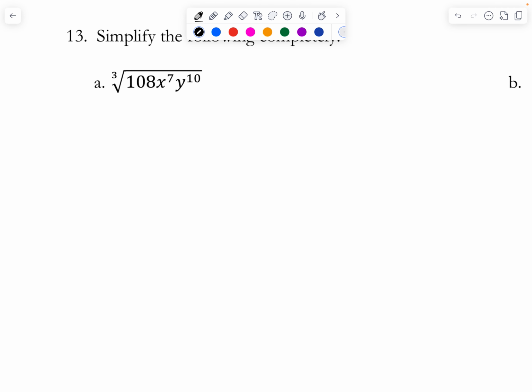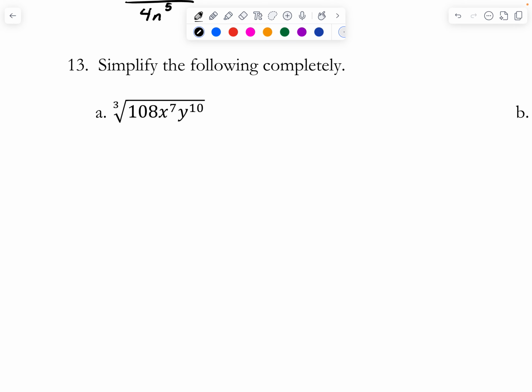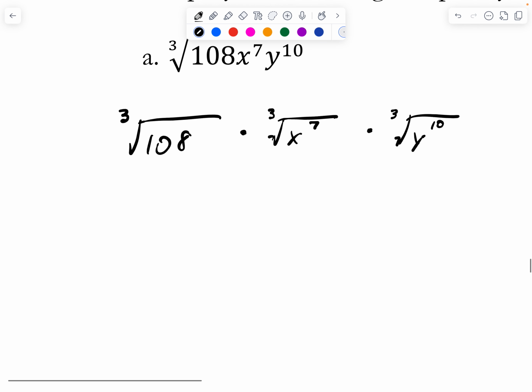All right, so this first one says the cube root of 108 x to the 7th power y to the 10th power. I personally like to split this up into 3 separate cube roots because the way that I do this with numbers as opposed to variables is different. So if you're having trouble breaking this down, you can break this up into different factors that you know of 108, or if you don't, you can divide it by 2.